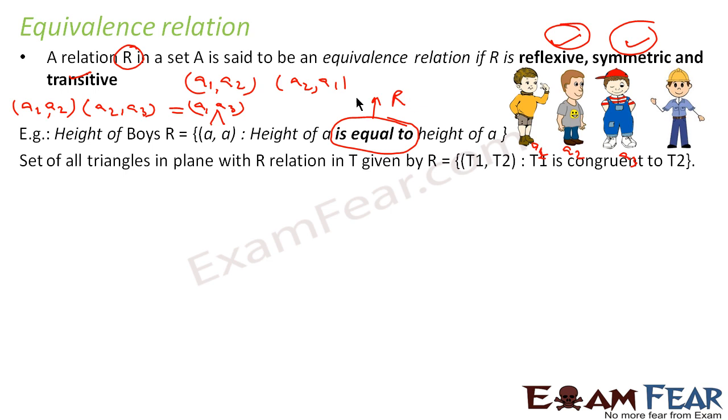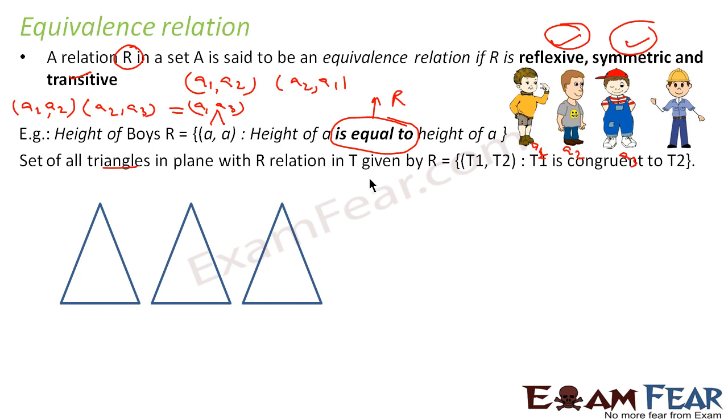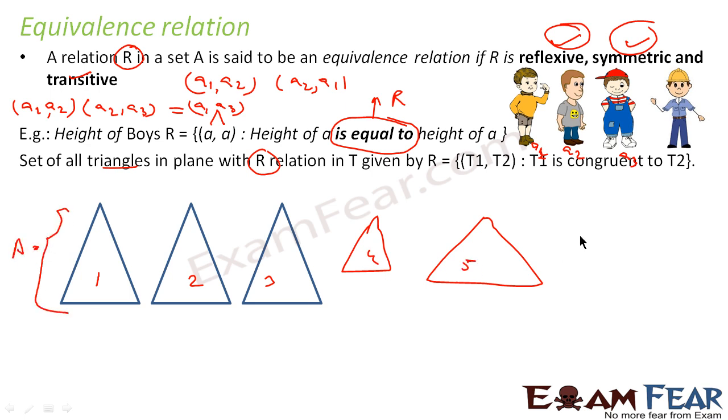We'll take one more example. Set of all triangles in a plane where T1 is congruent to T2. For example, these are three triangles. I can have more triangles also, which are not congruent. So I have 5 triangles now. 3 are congruent, 2 are not congruent. So if I want to now derive a relation between these, I'll say T1, T2, T3, T4 and T5. This is my whole set A, all triangles in a plane.